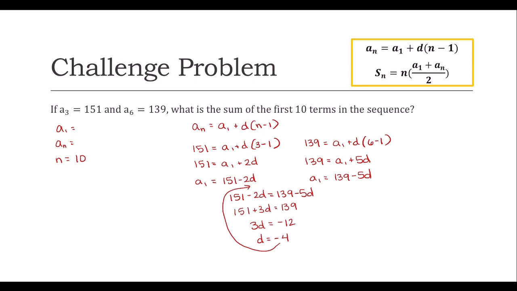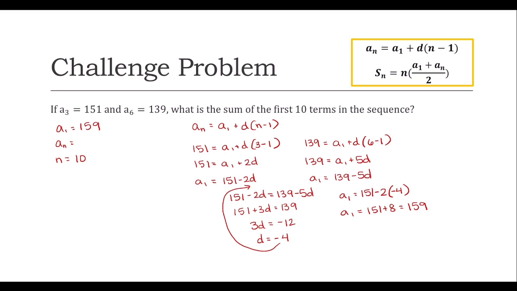So we have A sub 1 equals 151 minus 2 times our difference, which is negative 4. So A sub 1 equals 151 plus 8. So A sub 1 is 159. So we figured out A sub 1.